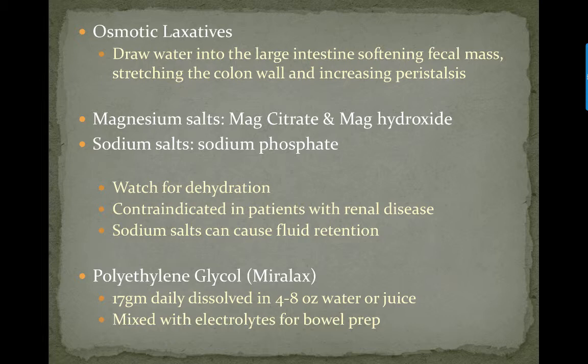You take 17 grams of it. It's a very fine powder. It's dissolved in 8 ounces of water or juice. And so Miralax is very common because, again, it produces a very soft, mushy stool that makes it very easy to evacuate. You have magnesium salts, which are liquids. They're citrated magnesium or magnesium hydroxide. Because it's basically water, they pull more water in, and so they produce, again, a soft, mushy stool.